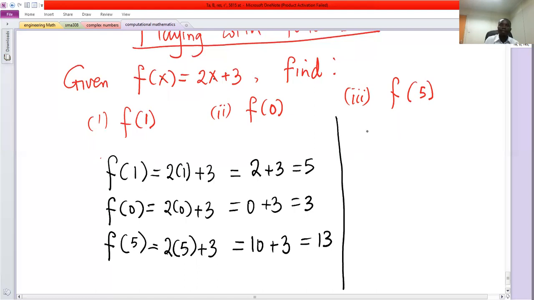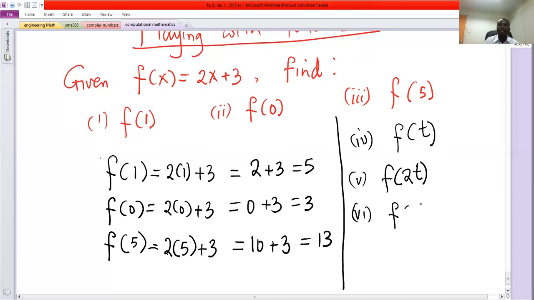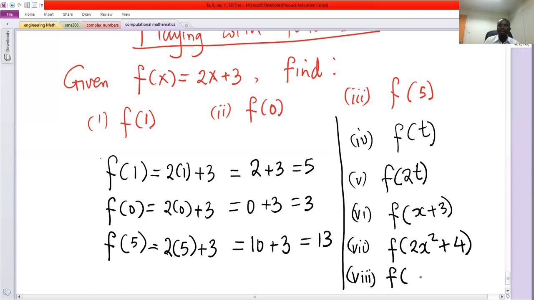And then game number 4 on the same function, f of t. And number 5, f of 2t. Number 6, find f of x plus 3. Number 7, find f of 2x squared plus 4. Number 8, find f of star.